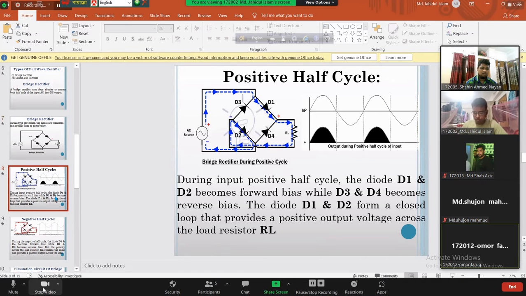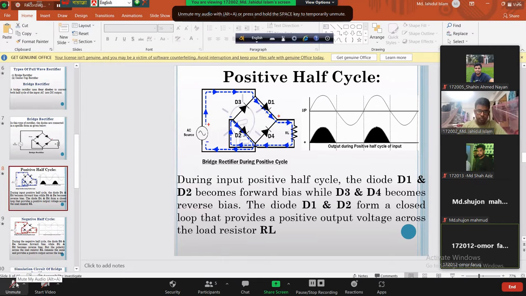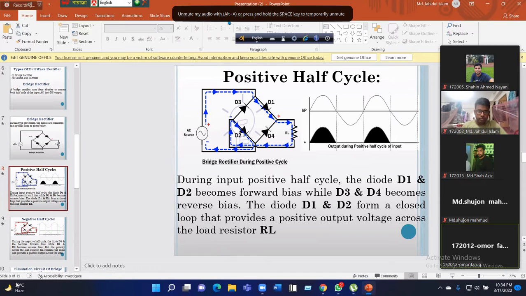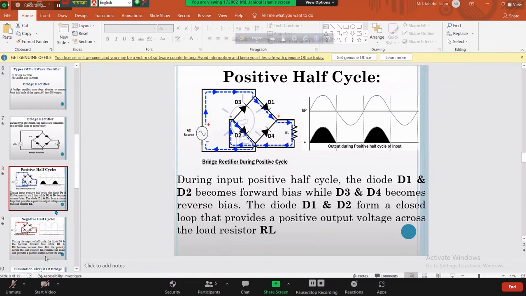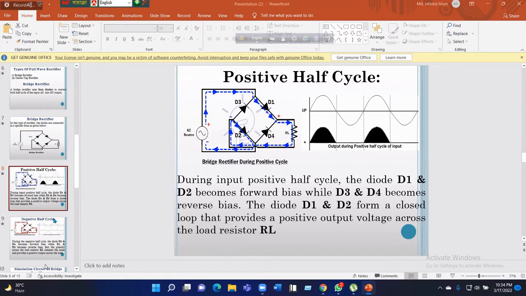Now I will explain the working principle of the full-wave bridge rectifier. Here, during the positive half cycle of the input signal, diodes D1 and D2 get forward bias and diodes D3 and D4 get reverse. So current flows through diodes D1 and D2 and we get this portion of the input signal at the load.